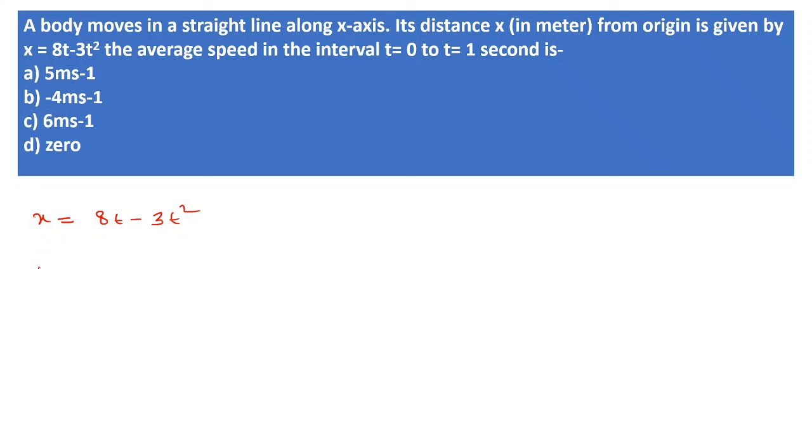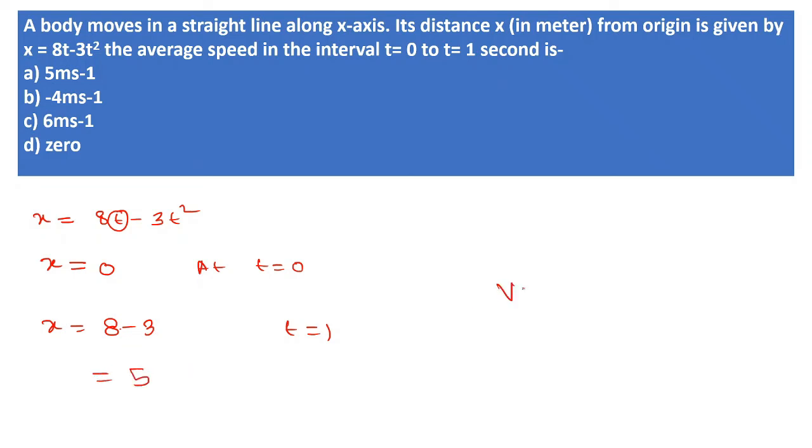Just try to understand, we have to put the value of time here. The distance at t equals 0 seconds is 0. And what will be the distance at t equals 1 second? That is 8 minus 3. Just put the value of time, 1 second: 8 into 1 minus 3 into 1 square, that is 5. So we have the distance.